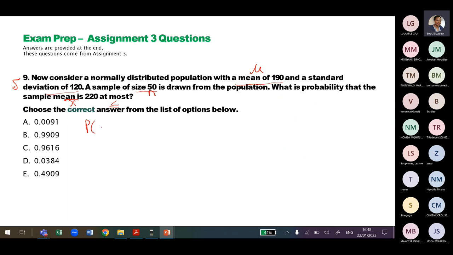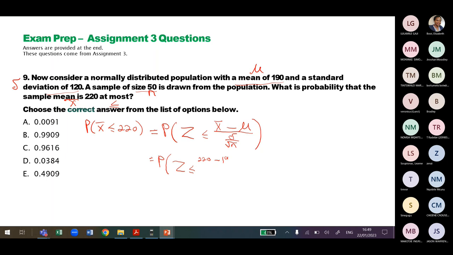They are asking you to calculate the probability that the sampled mean is less than or equal to 220. Because this is a sampling distribution question, you need to standardize the sampling distribution by using Z less than the sample mean minus the population mean, divided by the standard error, which is the standard deviation over the square root of n. We calculate Z less than or equal to our sample mean in the question, which is 220 minus the mean of 190, divided by the standard deviation of 120 divided by the square root of 50.